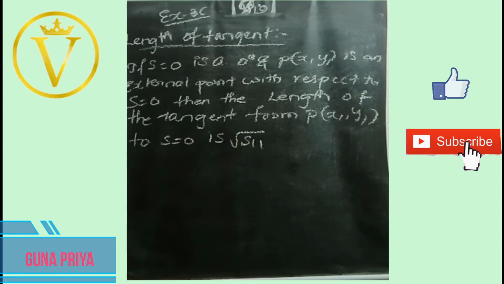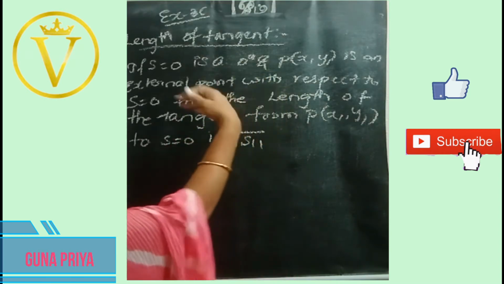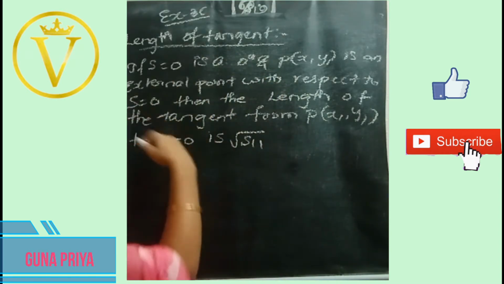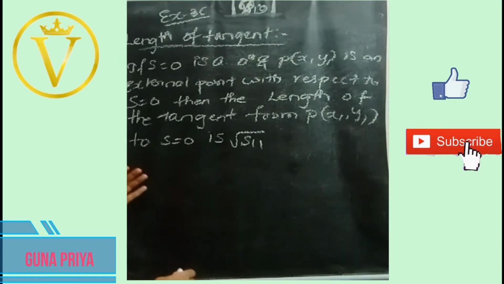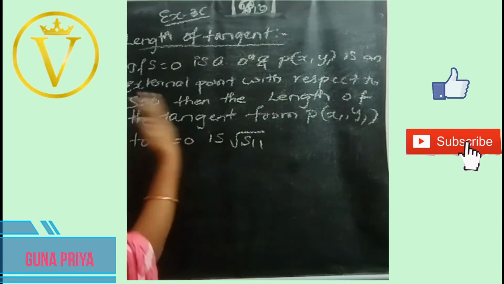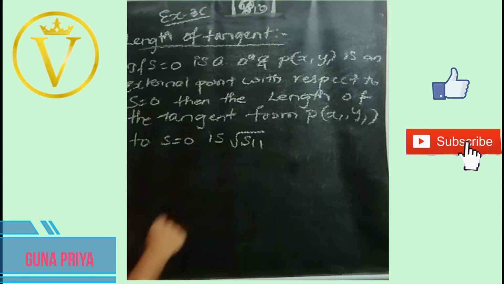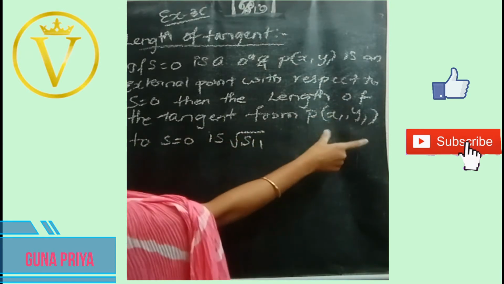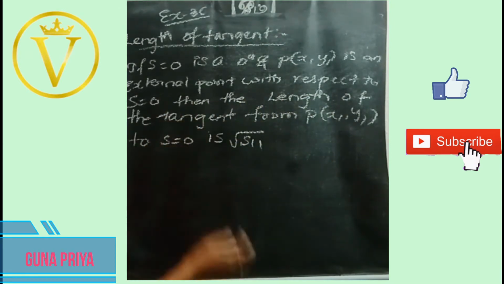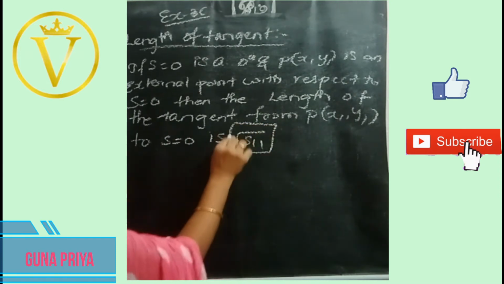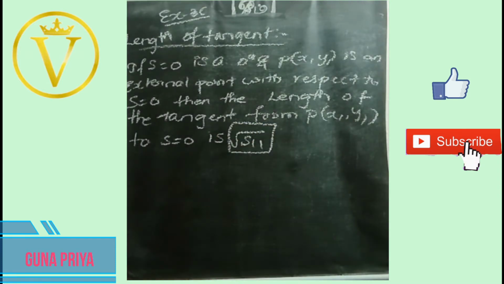So what is it? The length of the tangent: if S equals to 0 is a circle and they give a point P, that means x1 comma y1 is an external point with respect to S equals to 0, then the length of the tangent from the point P to S equals to 0 is this formula, root of S11.